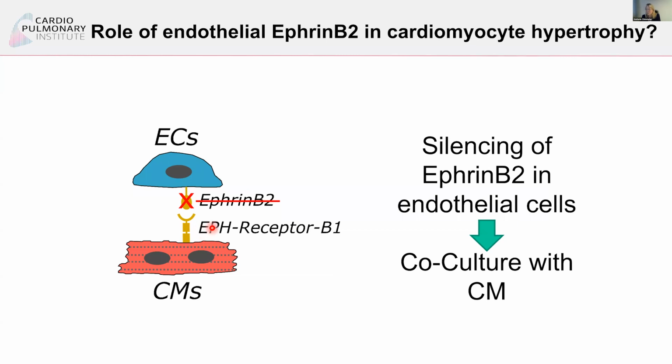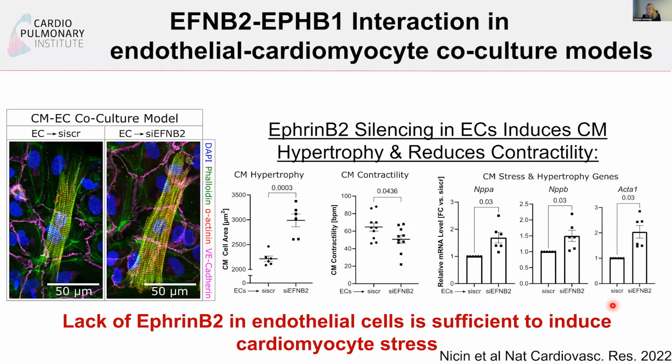So, of course, recombinant Ephrin-B2 may not do the same as endothelial cell Ephrin-B2. So we really studied how endothelial cells could communicate to cardiomyocytes and did so by silencing Ephrin-B2 in endothelial cells and then co-cultured these endothelial cells with cardiomyocytes. And then on the left-hand side, you see most impressive results. So this is now the co-culture.